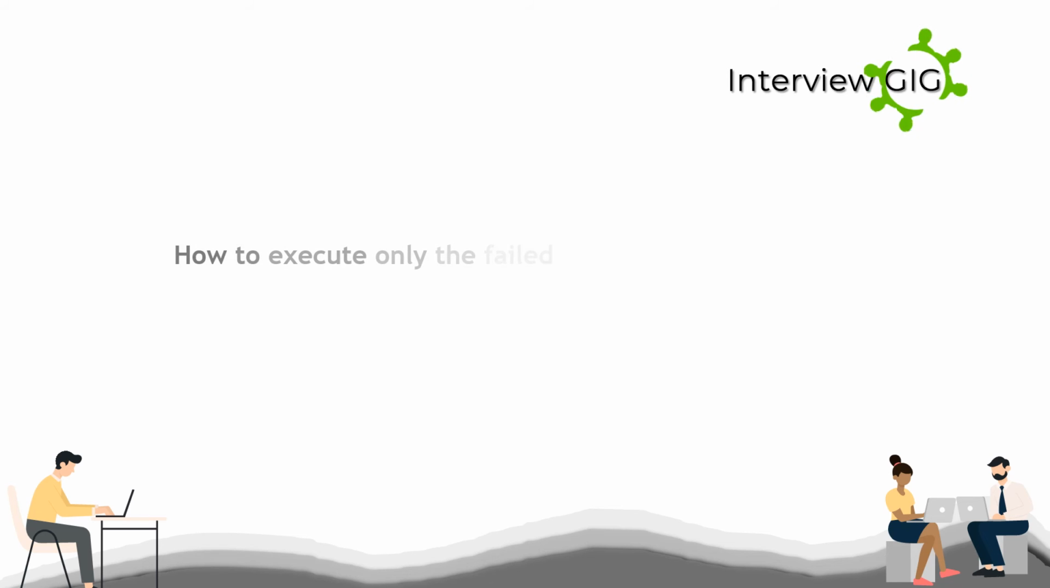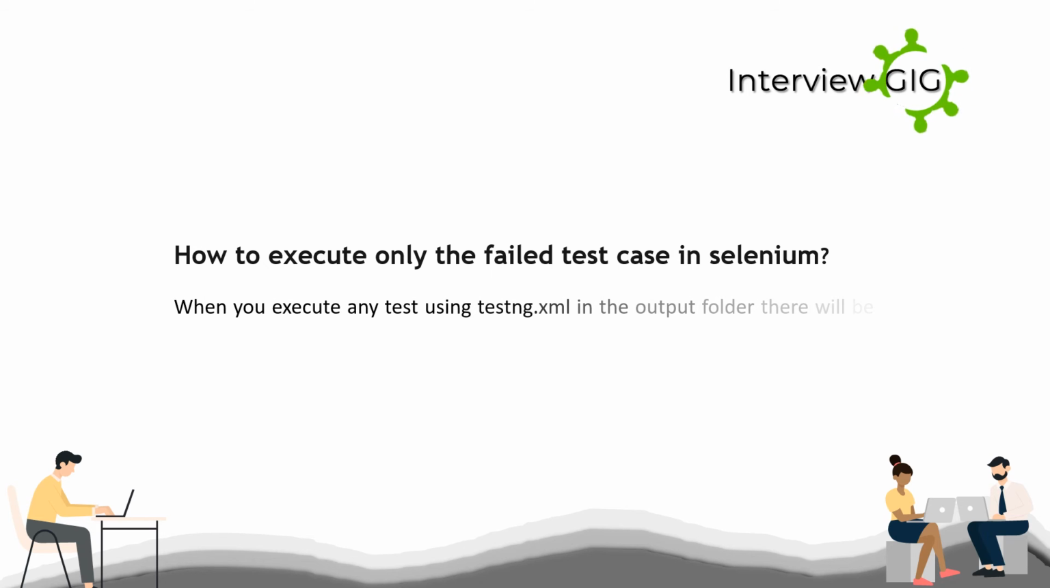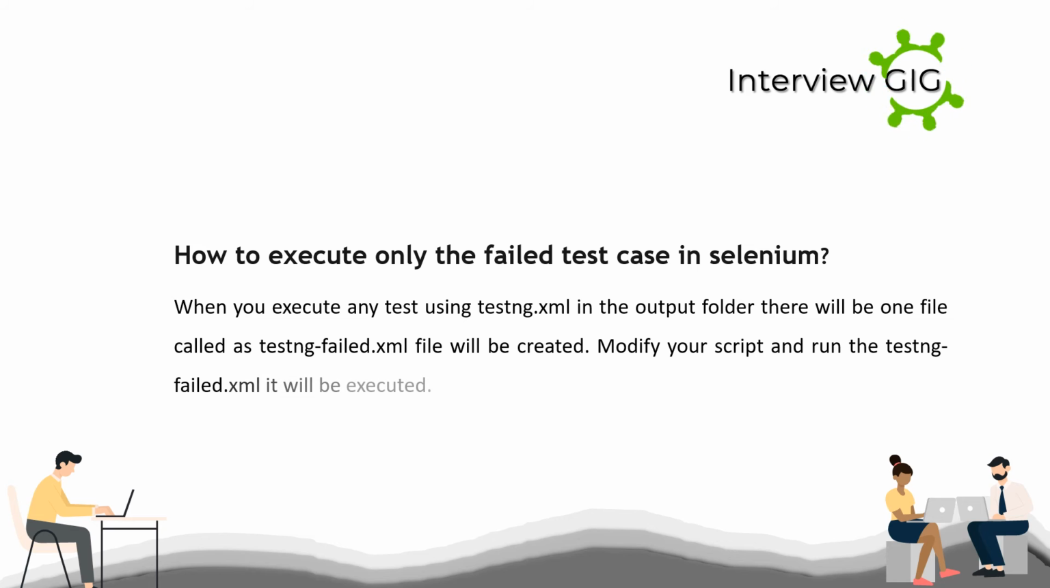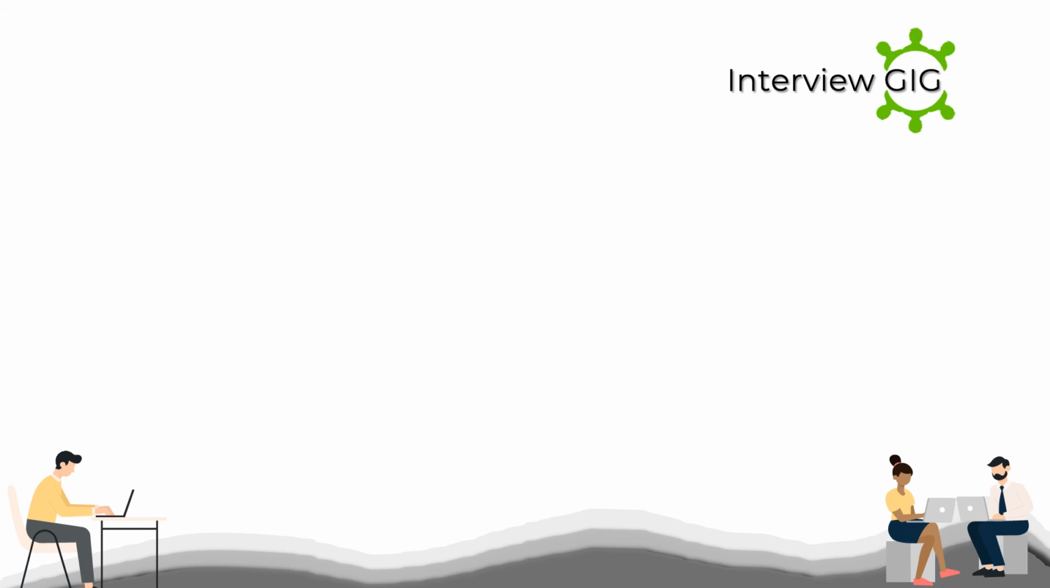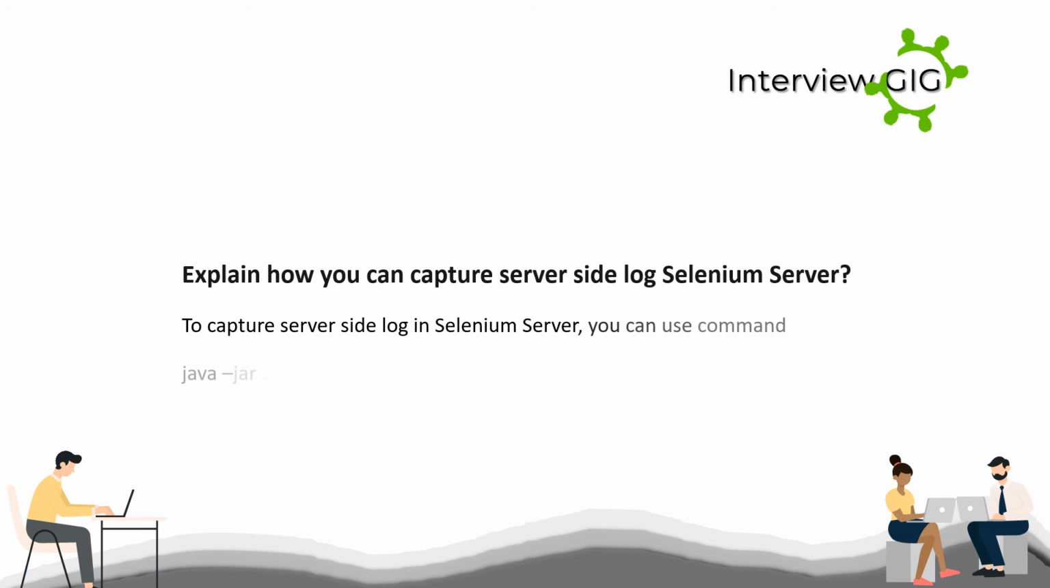How to execute only the failed test case in Selenium? When you execute any test using testng.xml, in the output folder there will be one file called testng-failed.xml created. Modify your script and run the testng-failed.xml, and only the failed tests will be executed. Explain how you can capture the server-side log in Selenium Server. To capture the server-side log in Selenium Server, you can use the command java -jar selenium-server.jar -log selenium.log.